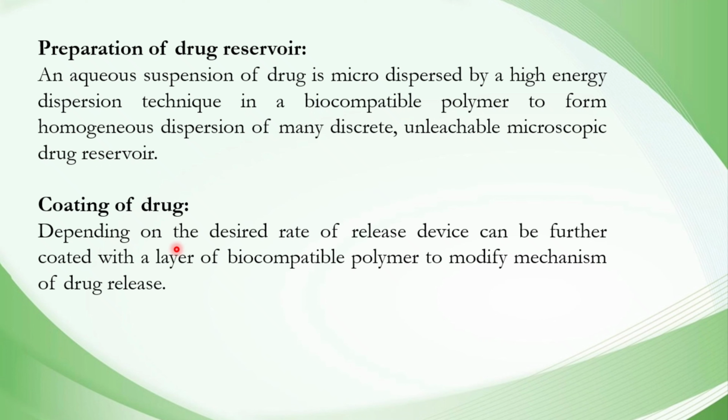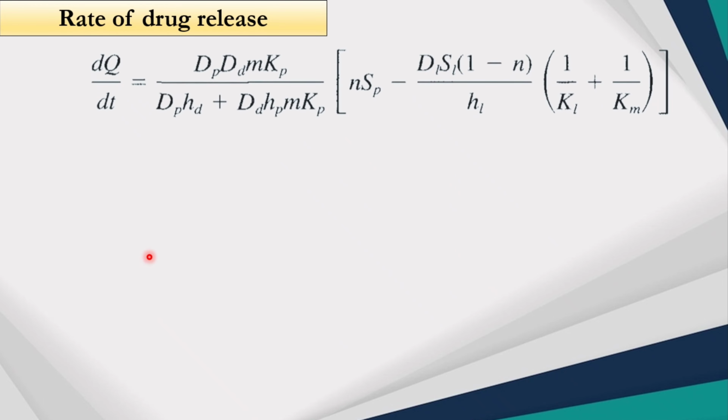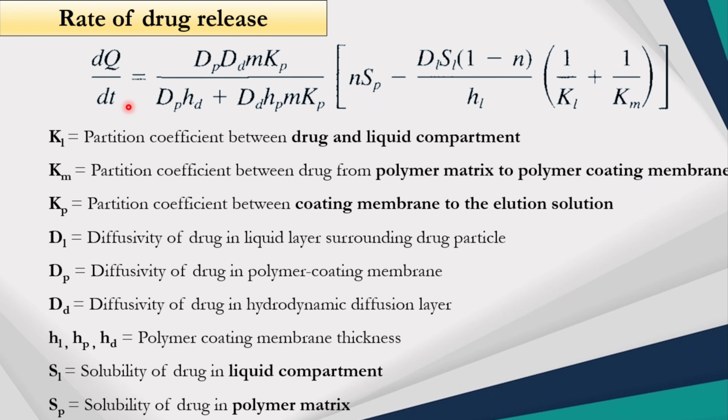Next is coating of the drug. Depending on the desired rate of release, it can be further coated with a layer of biocompatible polymer to modify the mechanism of drug release. The rate of drug release is given by this formula. Here K is the partition coefficient, D is the diffusivity of the drug, H is the polymer coating membrane thickness, S is the solubility of the drug.